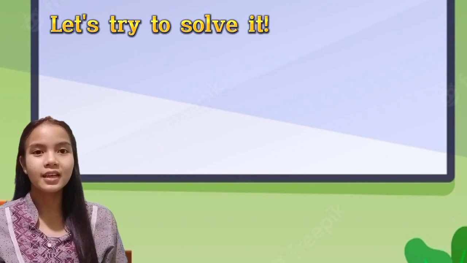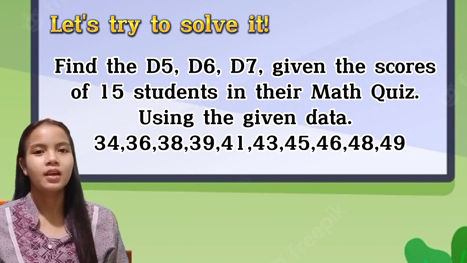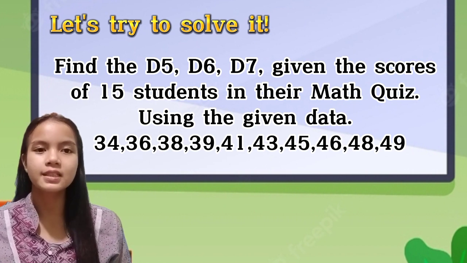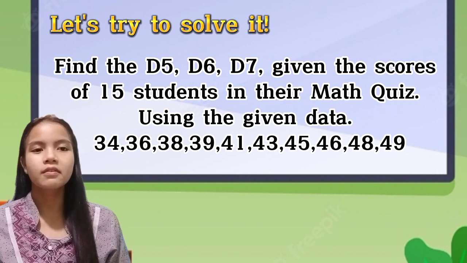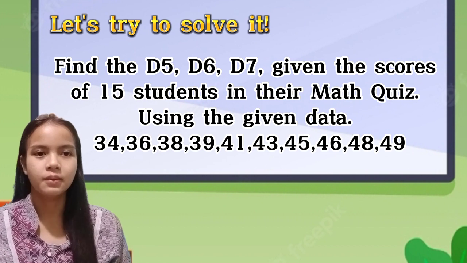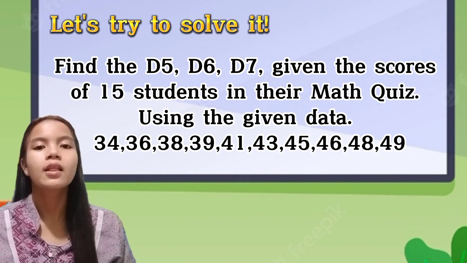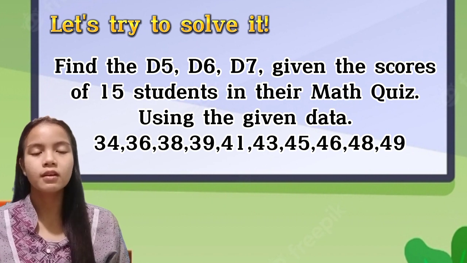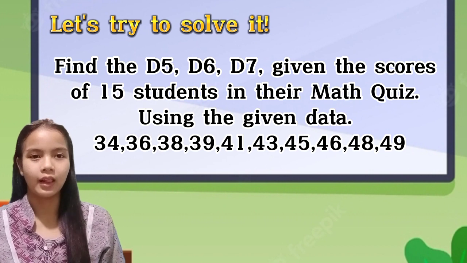Let's have a simple activity entitled "Let's Try to Solve It." We need to find decile 5, decile 6, and decile 7, given the scores of 15 students in their math quiz, using the given data: 34, 36, 38, 39, 41, 43, 45, 46, 48, and 49.